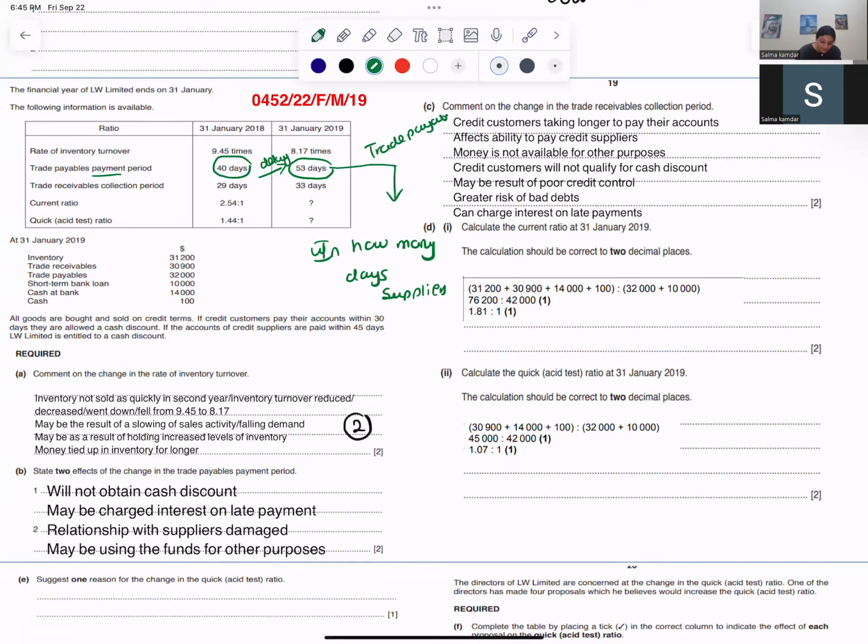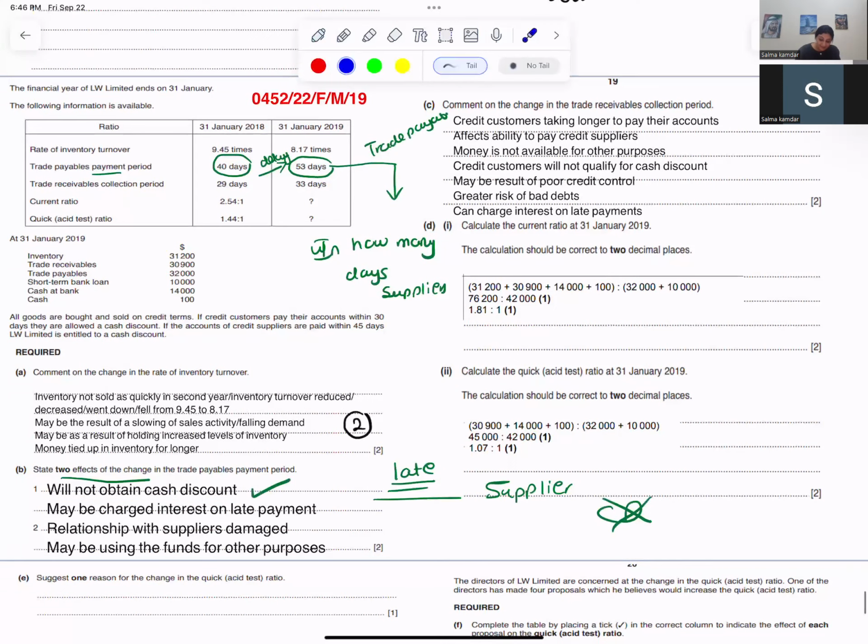I need to know the effects of these changes. If I pay my trade payables late, it means my suppliers will not give me cash discount. They will bar me from giving me cash discount, so I will not be able to obtain cash discount. There may be a possibility that my relationship with the supplier may be damaged because I am paying him late and late and late. He will stop trusting me. He can also charge me interest on late payments. So I need to know any 2 points over here.